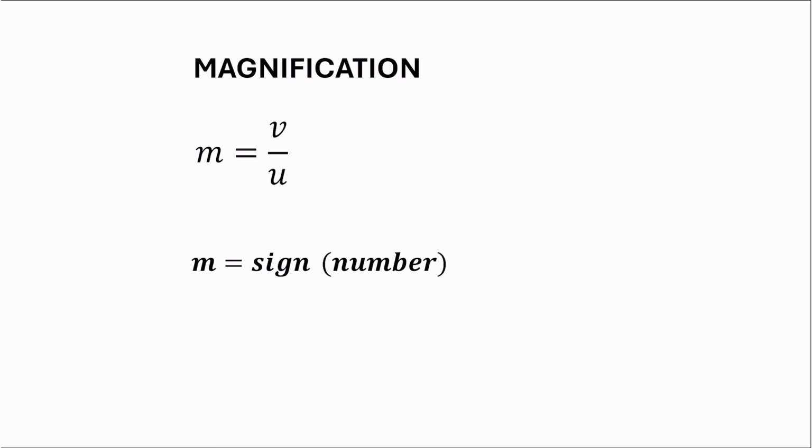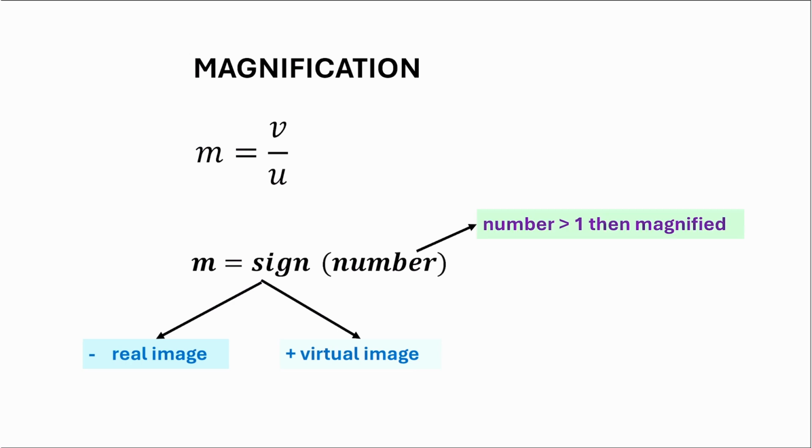Both have different meanings. If the sign is negative, then it's a real image. If the sign is positive, then it's a virtual image. Next, you can look at the number. If the number is more than 1, then it is magnified. And if the number is less than 1, it is diminished.